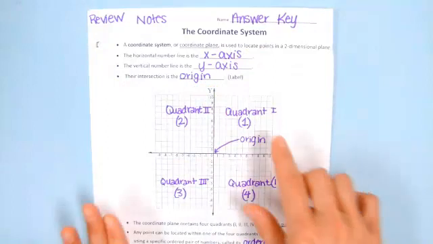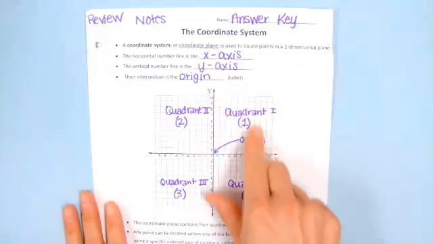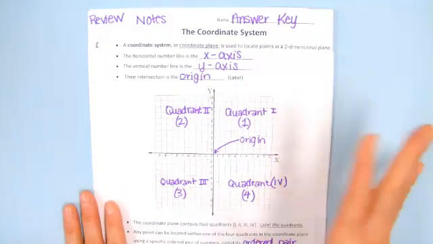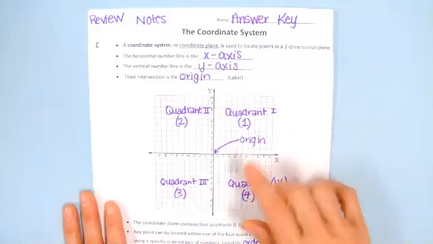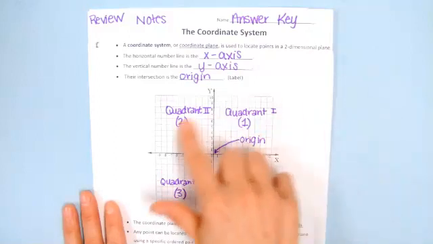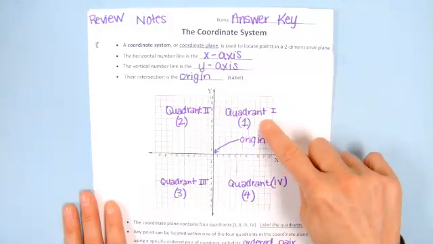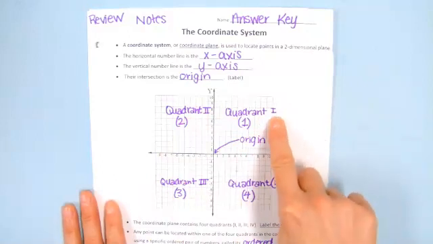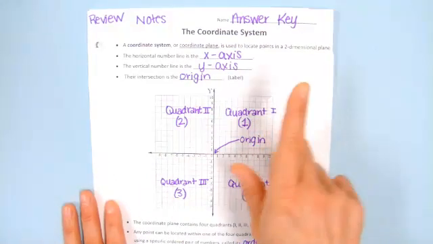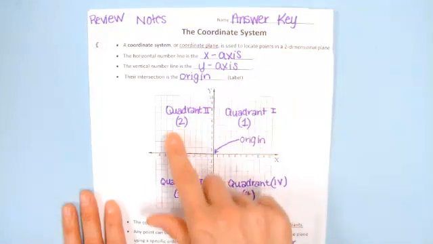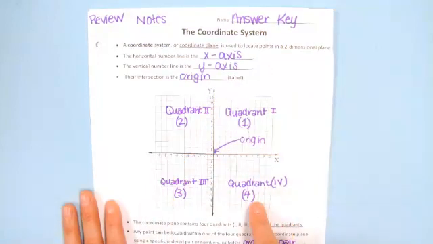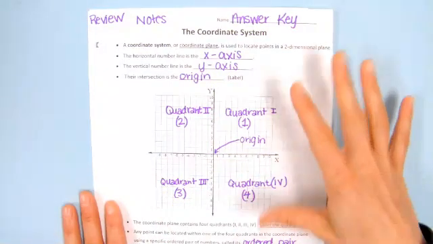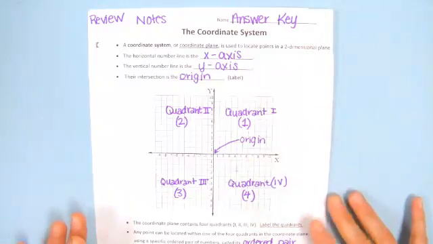Now, one thing to note is that as you go around, these are the quadrants. There's obviously 4, but they go in a counterclockwise direction. So this is quadrant 1, and it's always in Roman numerals. And then this is quadrant 2, this is quadrant 3, and this is quadrant 4. Okay, so if you need to pause the video here, go ahead and do that to make sure that you have this in. But we're going to move on.